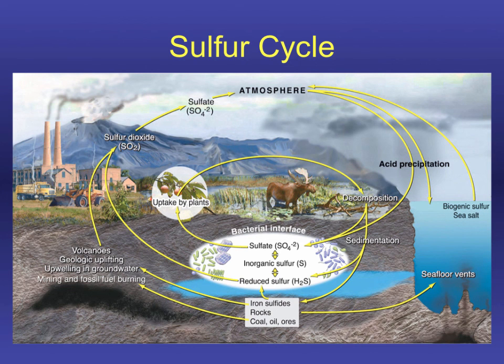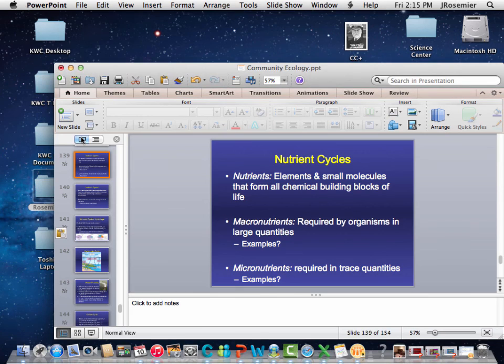So there's the sulfur cycle. Again, lots of geological component here, some chemical component, biological component above ground, lots of contribution because of volcanoes and burning of coal kinds of things. But that's the sulfur cycle to the extent that we're going to see it.